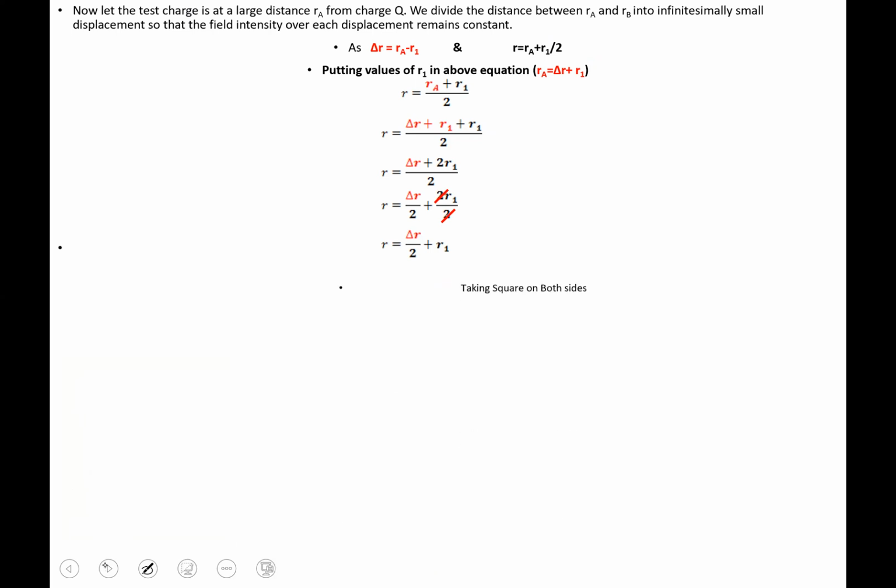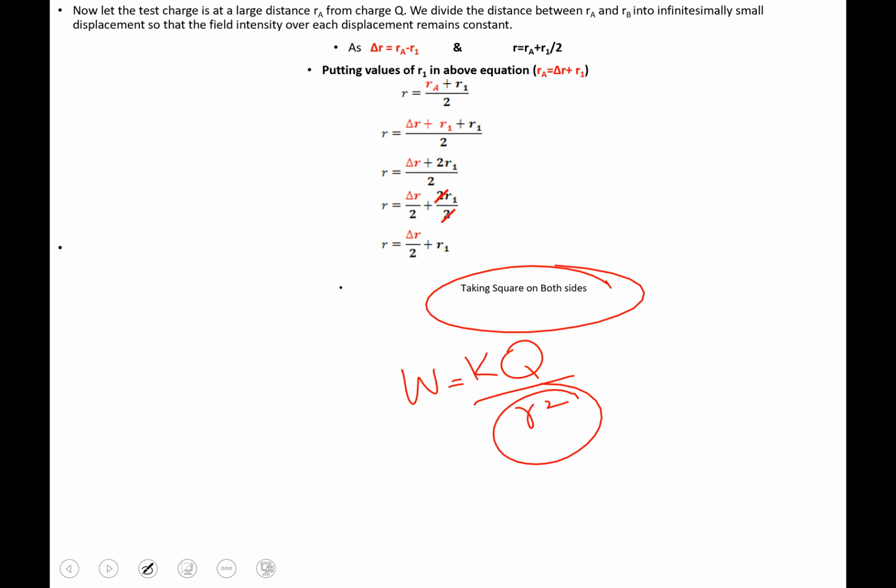Now we want to find the value of R squared, not just R. Why? Because we have to put in the values of equation A, which was W is equal to KQ over R squared, simply. So R is squared, and that is why we're taking the square over here.